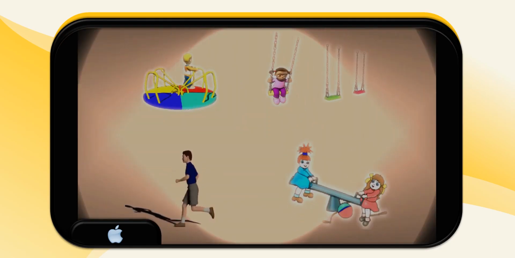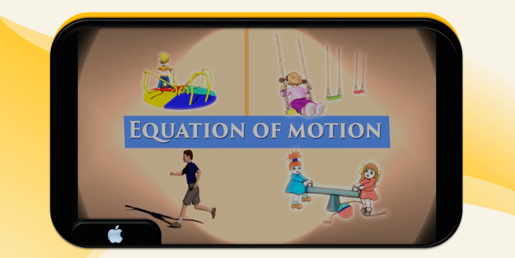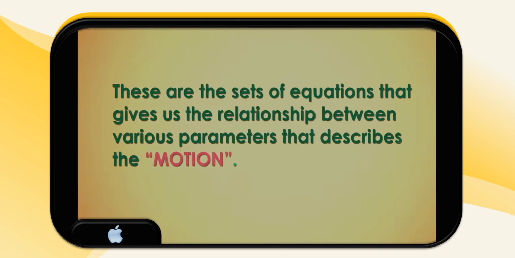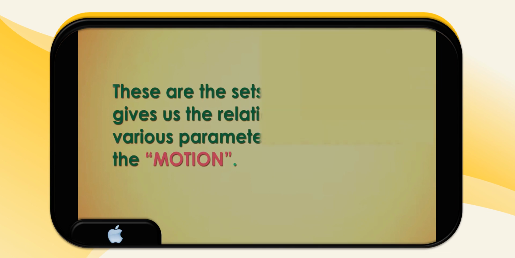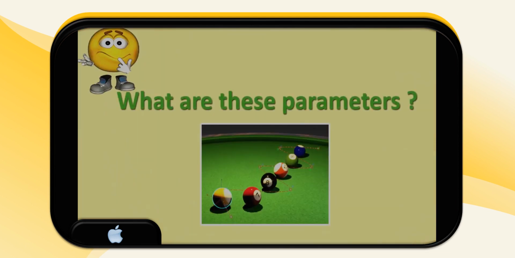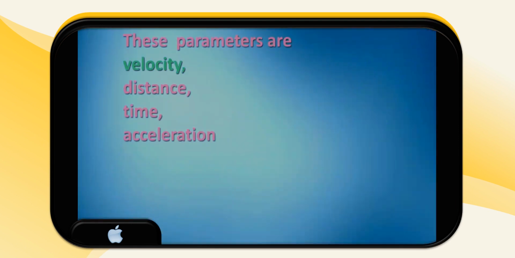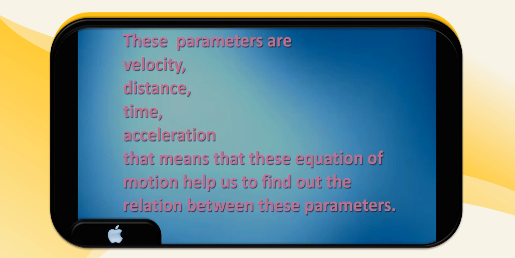Let us start with the next topic, equation of motion. What is this equation of motion? These are sets of equations that give us the relationship between various parameters that describe the motion. What are these parameters? These parameters are the velocity, the distance, the time and the acceleration. That means that the equations of motion help us to find out the relationship between these parameters.